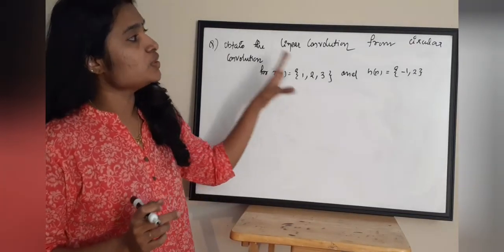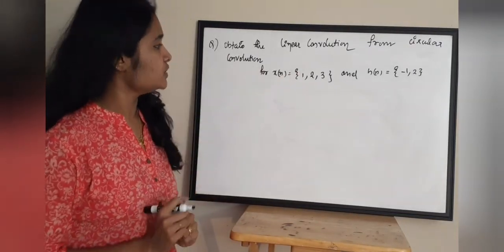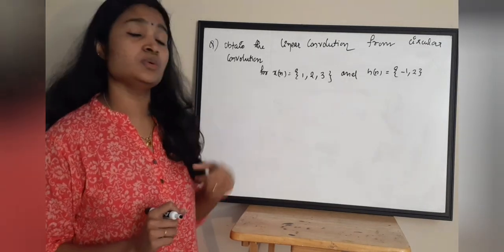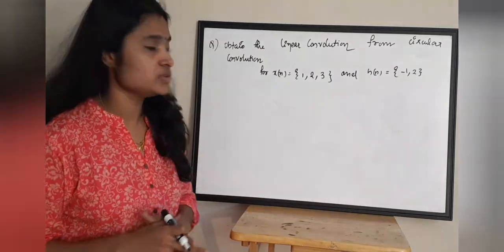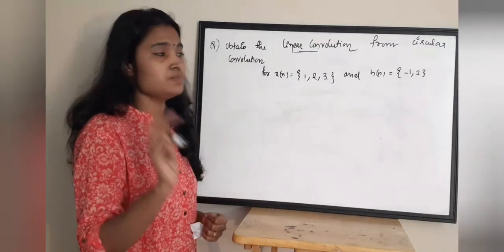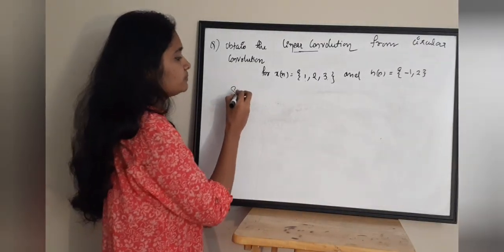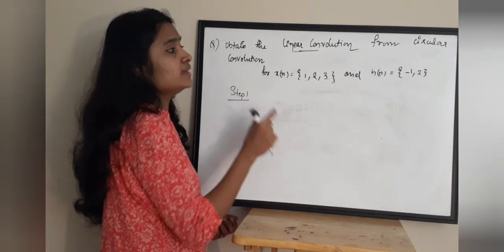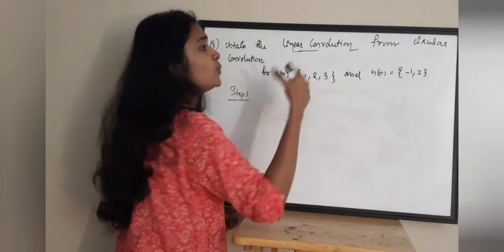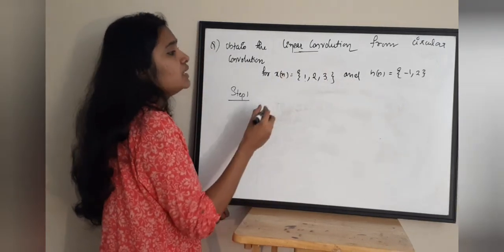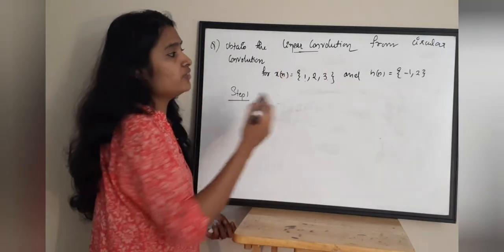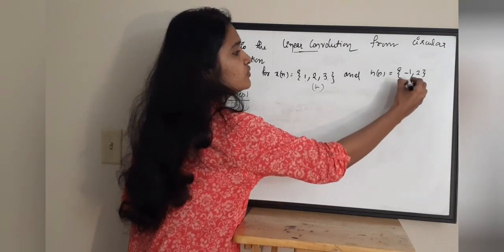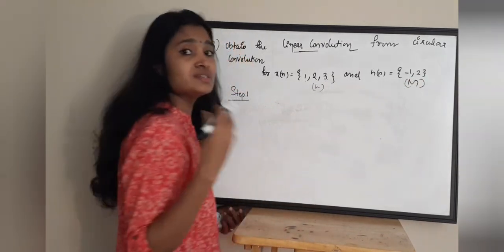Obtain the linear convolution from circular convolution for x of n equal to set 1, 2, 3 and h of n equal to set minus 1, 2. There are two steps. In step 1, what you have to do is make the length of these two sequences equal to L plus M minus 1, where L is the length of your first sequence, M is the length of your second sequence. I hope it is clear.